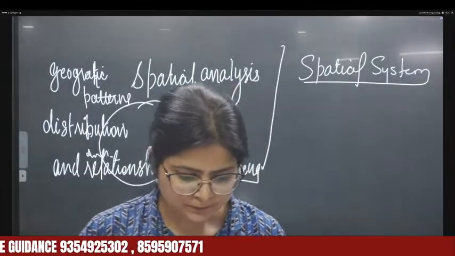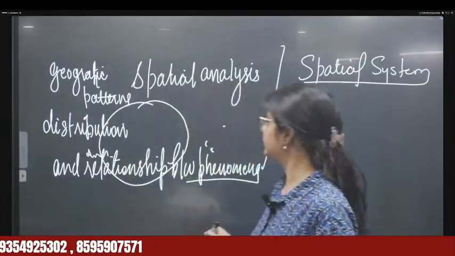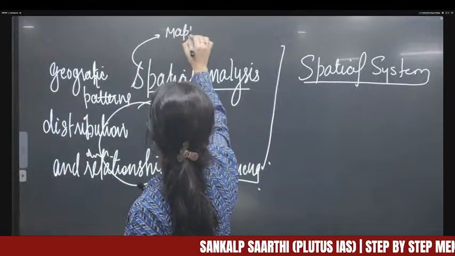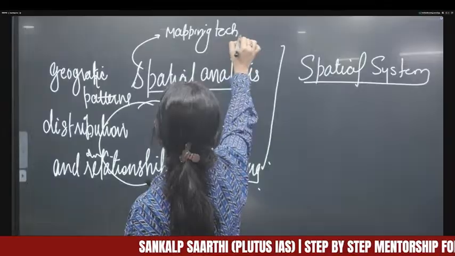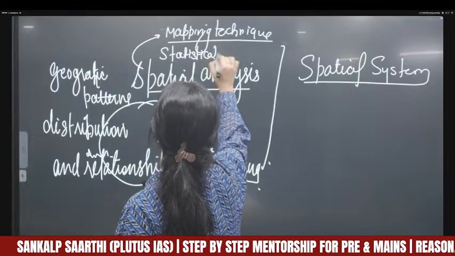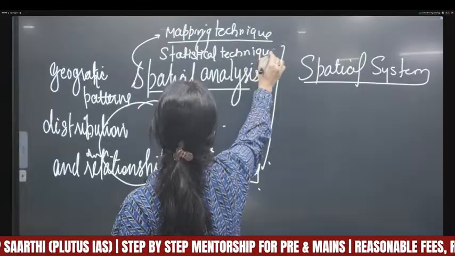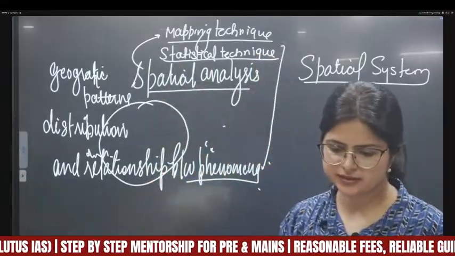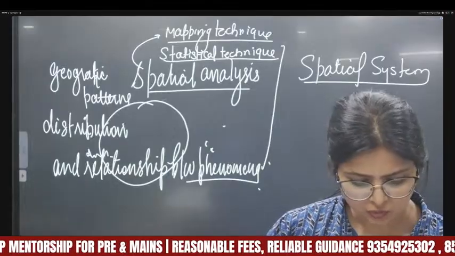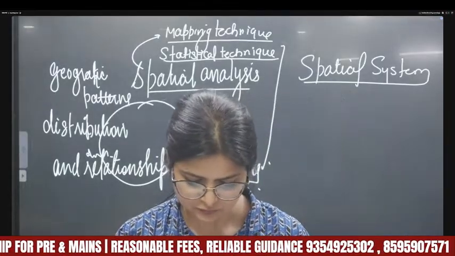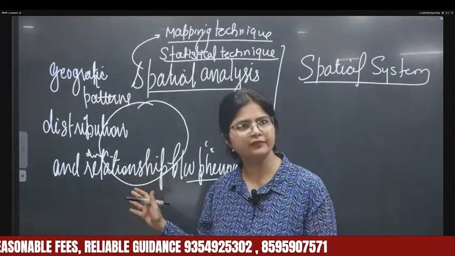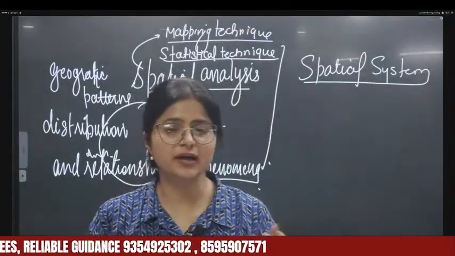Okay? So what geographical tools are we using in spatial analysis? The tools we are using are mapping techniques, statistical techniques, network analysis, overlay analysis, etc. Write it down. Okay. So with respect to spatial analysis, what we are worried about is where the location is, how the location is, and why it is located like that.